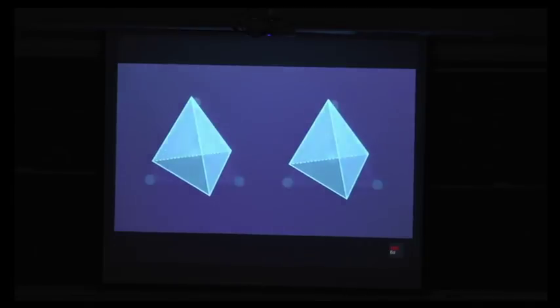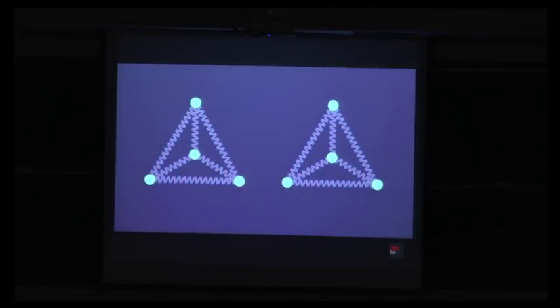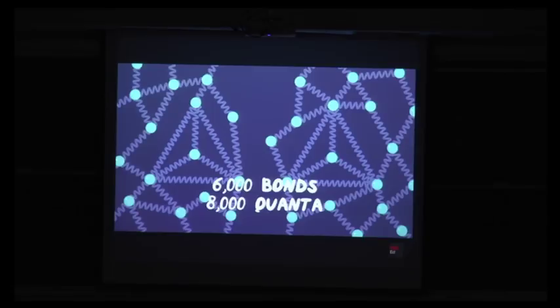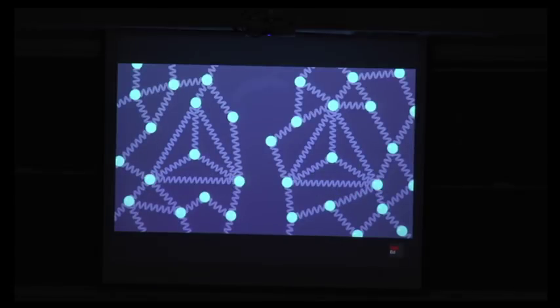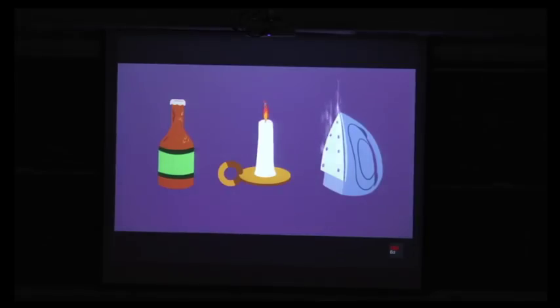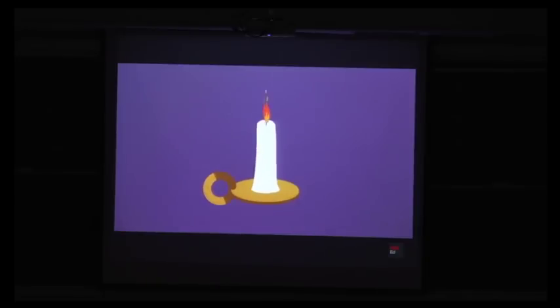Our hypothetical solids only had 6 bonds each. Let's scale the solids up to 6,000 bonds and 8,000 units of energy. And again, start the system with 3/4 of the energy in A and 1/4 in B. Now we find that the chance of A spontaneously acquiring more energy is this tiny number. Familiar everyday objects have many, many times more particles than this. The chance of a hot object in the real world getting hotter is so absurdly small, it just never happens.